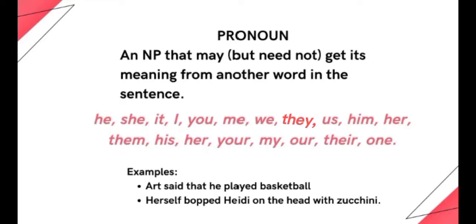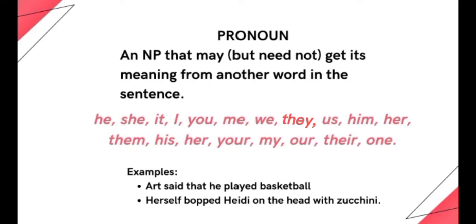There is yet another kind of NP. These are NPs that can optionally get their meaning from another NP in the sentence, but may also get it from somewhere else. These NPs are called pronouns. Pronoun: an NP that may, but need not, get its meaning from another word in the sentence. We have here some examples.